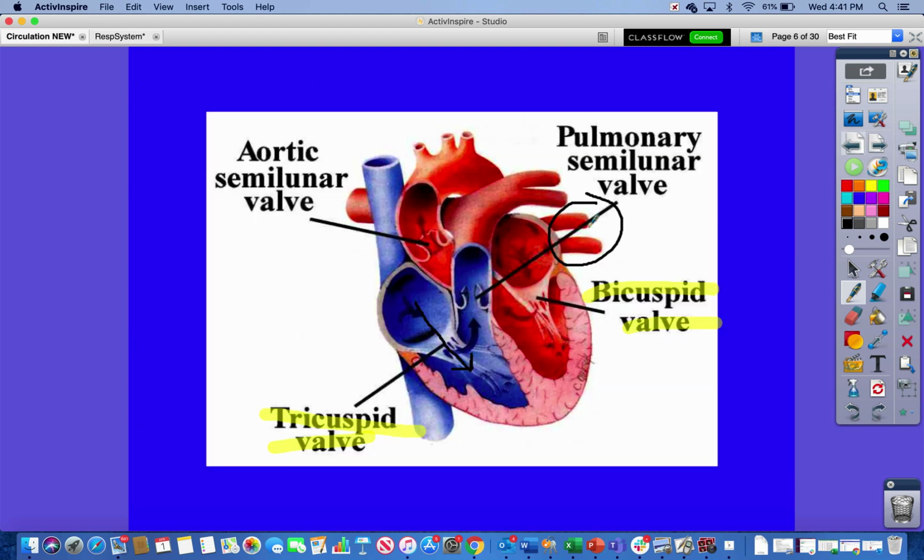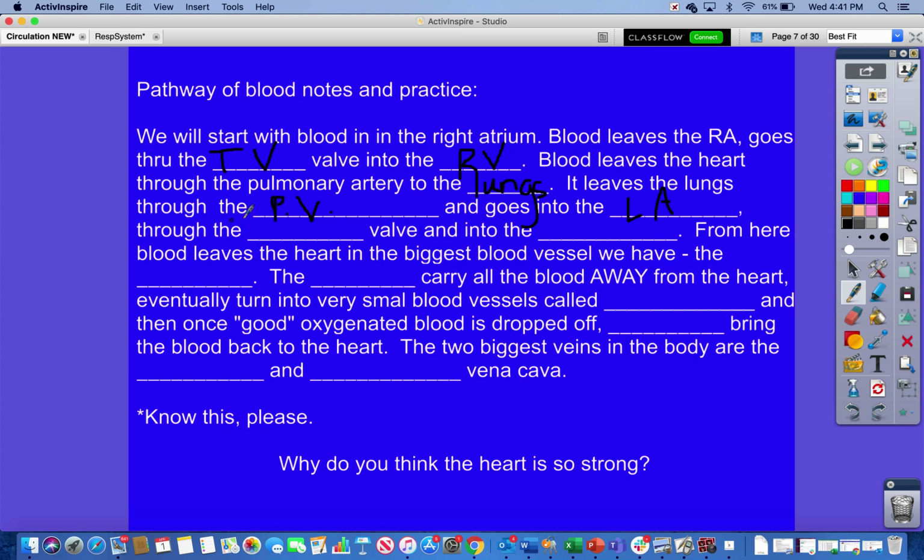Once it's gotten into this left atrium, so the blood has come into this left atrium, it's going to go down through the bicuspid valve, which we see here. It's these little white fibers, and into the left ventricle. So going into here, it's going to go through the bicuspid, and I'll put BIC because I've already got valve there, into the left ventricle.